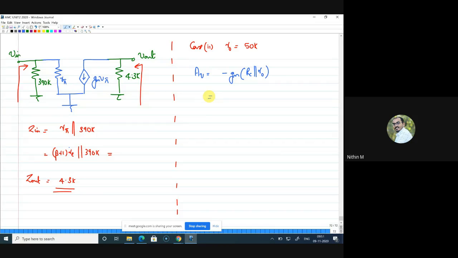Now, yeah, now you have Zin. Zin remains same because there is no change happening on the input side. So whatever value you are getting here, the same value you will get there also. But for Z out there is a change, because previously Z out was 4.3K. Now let me add the new resistance here. I need to connect R naught, which is equal to 50K. So your Z out is equal to 4.3K parallel to 50K.